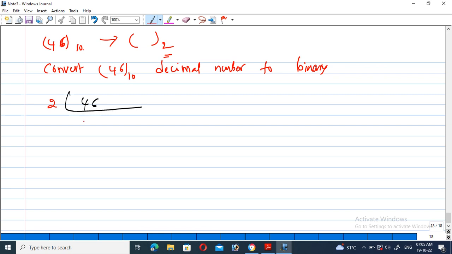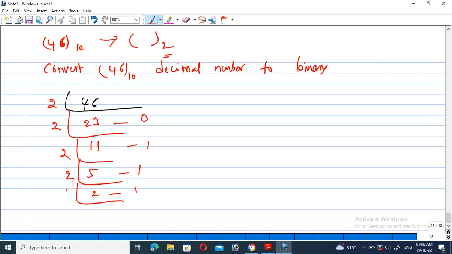So 2 2s are 4, 2 3s are 6, so the remainder value is 0. Again the coefficient is 23. So 23 is greater than the base of the radix. Again you have to perform: 2 11s are 22, remainder 1. Next, 2 5s are 10, remainder 1. 2 2s are 4, remainder 1. 2 1s are 2, so remainder 0.